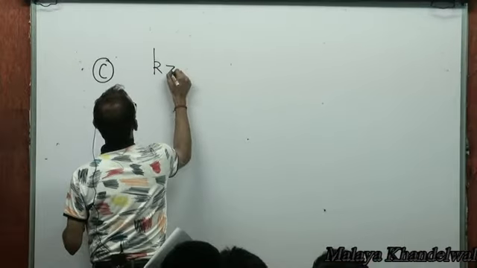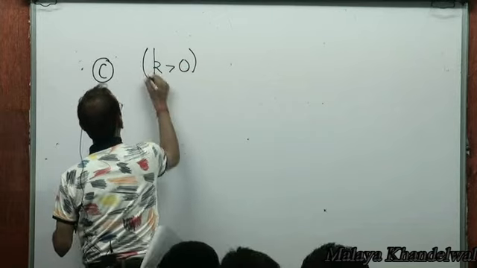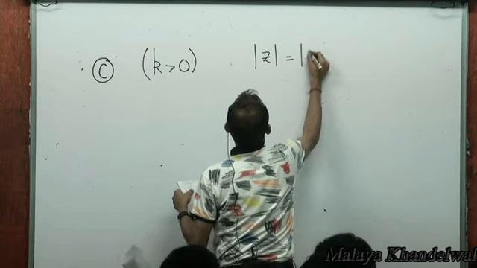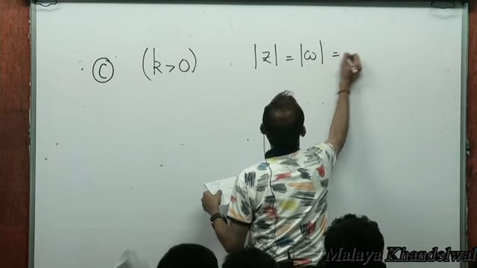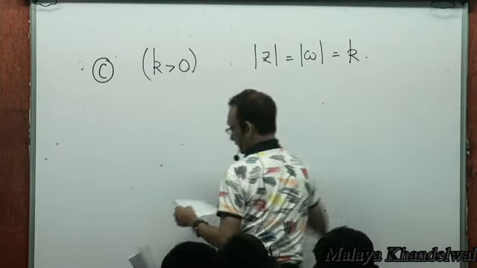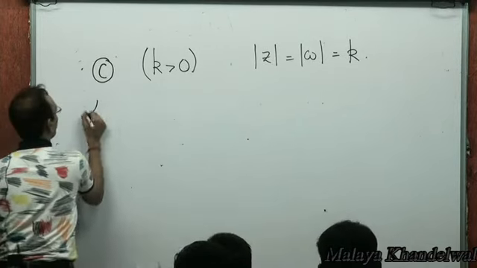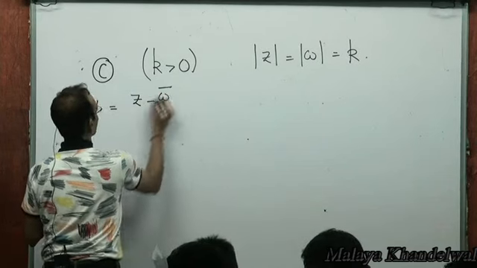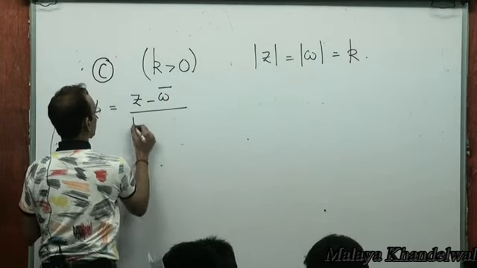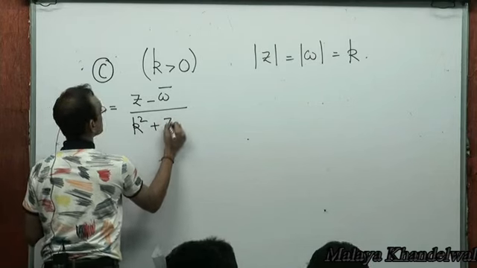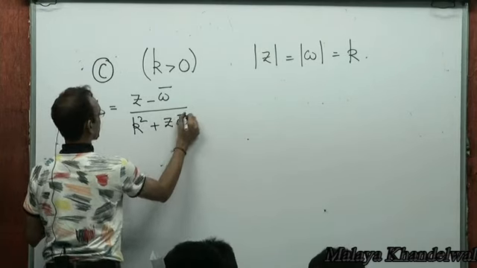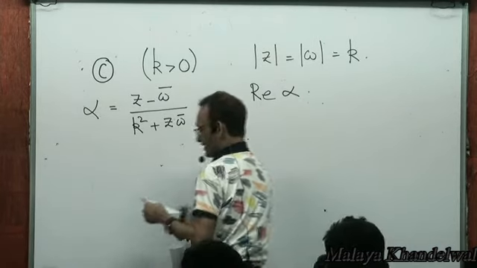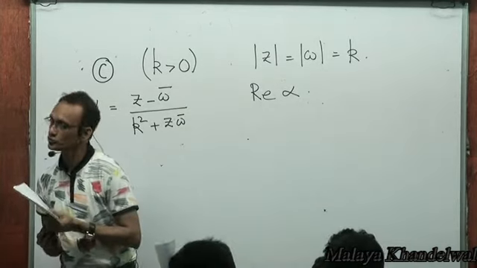K greater than 0. Mod omega is k. If alpha is z minus omega bar divided by k squared plus z omega bar, we need to find the real value of alpha. That's what we need to be doing. Clear?